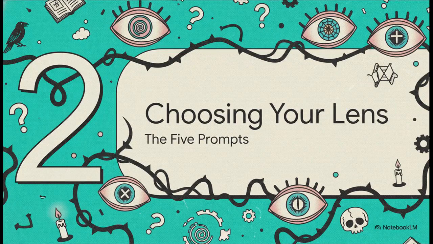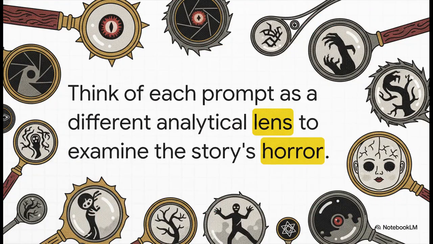Okay, so let's move on to the 5 prompts. Now, here's the key. Don't see these as 5 totally separate questions. Think of them as 5 different tools you can use for your analysis. Right. Each prompt gives you a specific tool, a unique angle that magnifies one part of the story's horror. So you're not just answering a question, you're using a lens to conduct an investigation. Let's look at a couple of examples to see what I mean.